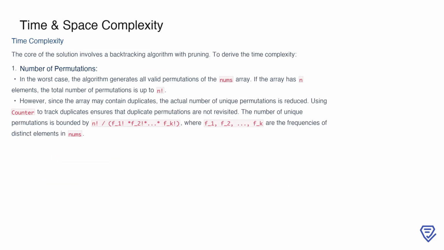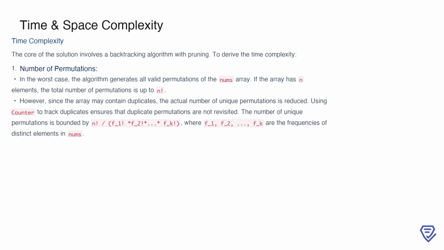In terms of time complexity, the solution hinges on a backtracking algorithm, which generates permutations of the input array. Now, if the array contains n elements, the total number of permutations in the worst case is n!. However, when duplicates are present, the algorithm intelligently avoids revisiting duplicate permutations by leveraging a frequency counter. This effectively reduces the total number of unique permutations, which can be expressed as n!